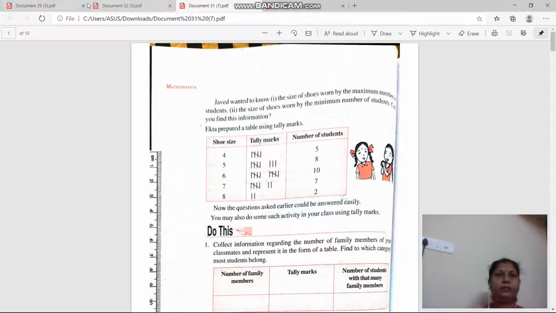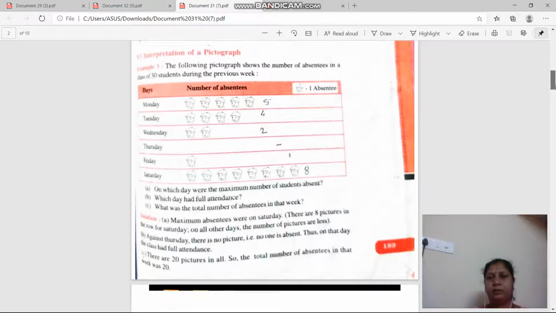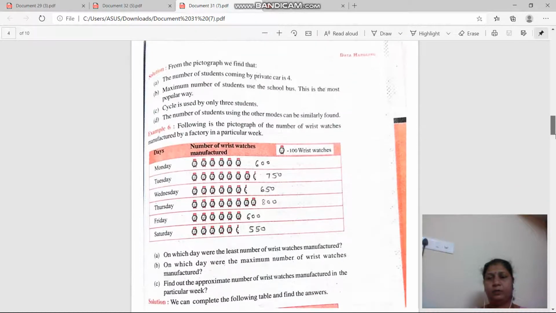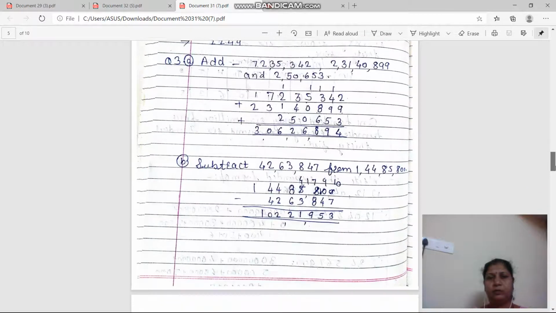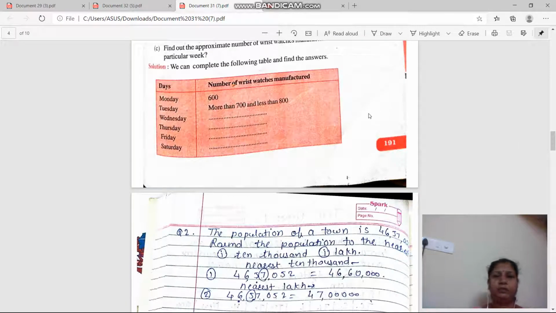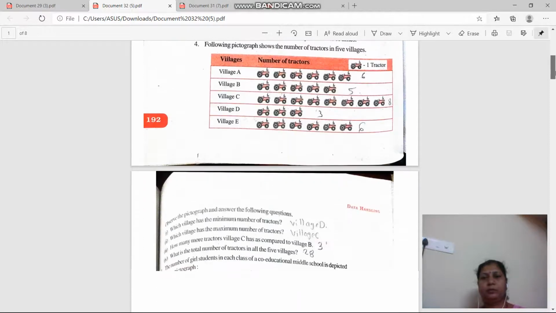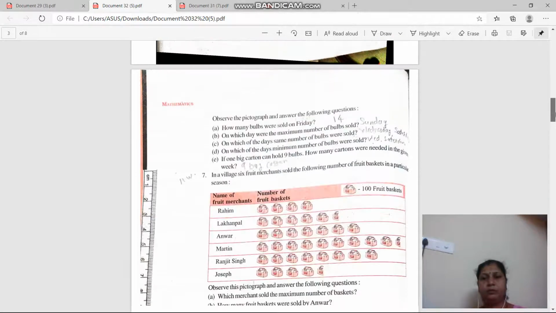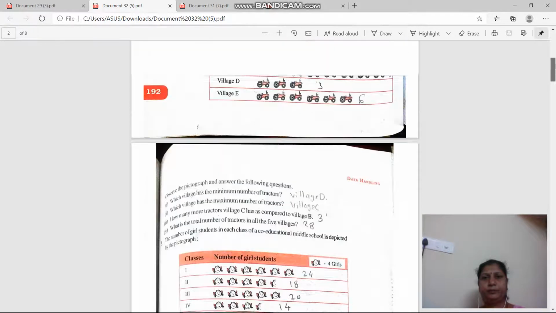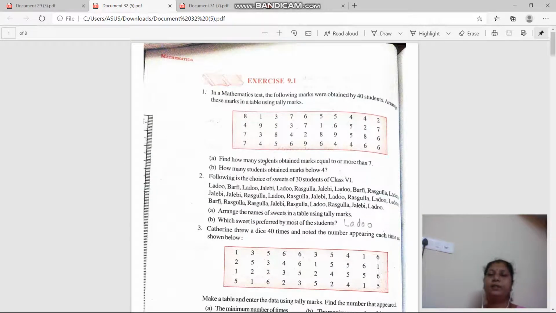Okay, we have studied this one. Give me 1 minute. Oh, this is not the one. Okay, now we will study this 9.1. Fine. So I will just orally explain it.